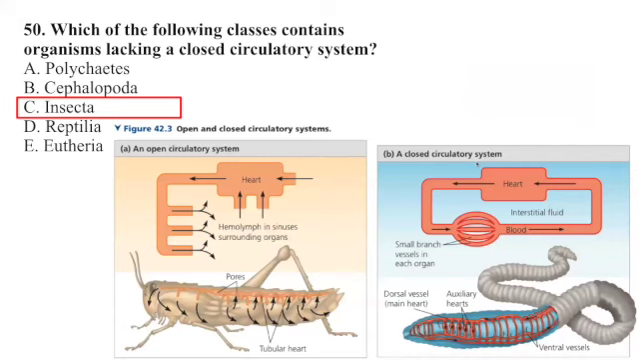Last one. Which of the following classes contains organisms lacking a closed circulatory system? So from all of these, polychaetes are worms, which have a closed circulatory system. Cephalopods are the only mollusk with a closed circulatory system. Reptiles and eutheria have closed circulatory systems. So C is our correct answer here.